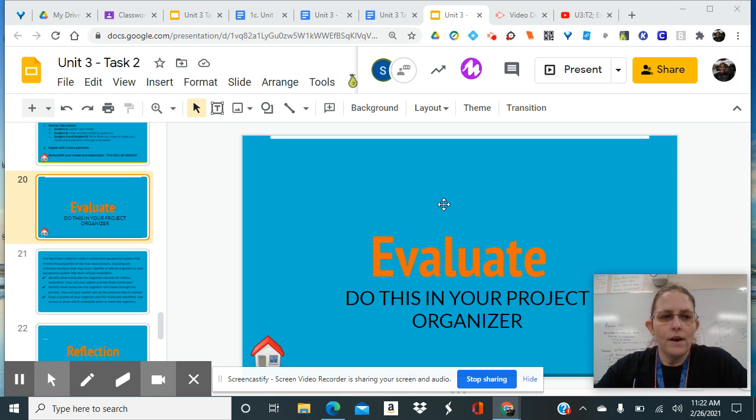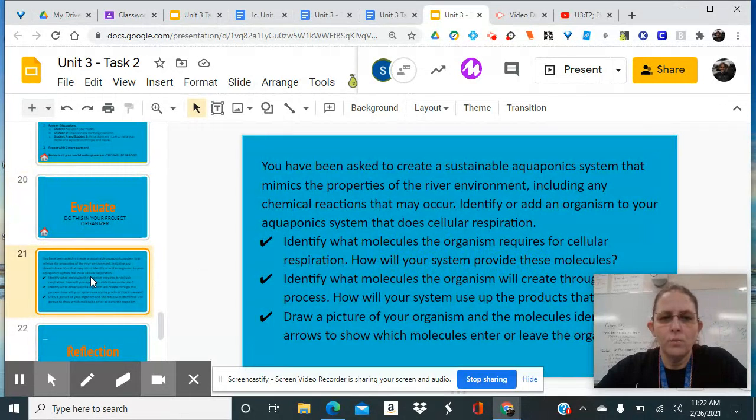Today is the evaluate section, Unit 3, Task 2, evaluate. Please do this in your project organizer as it goes with your culminating project. We will be working more on this.